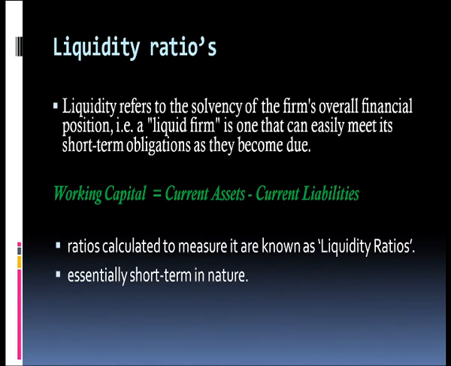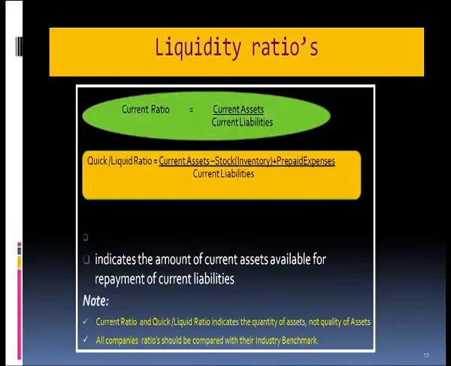So, if I define for you working capital, what is working capital? Current assets minus current liabilities. So, what we are talking about in liquidity ratio is the proportion of current assets in proportion to our current liabilities. So, we will now calculate the current assets divided by current liabilities and get the current ratio. It will indicate the amount of current assets which are available for the repayment of short term obligations, which are also better known to you as current liabilities.